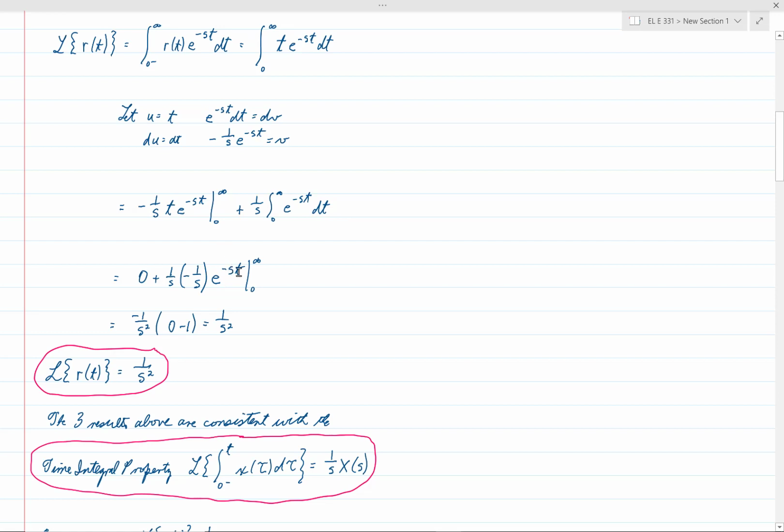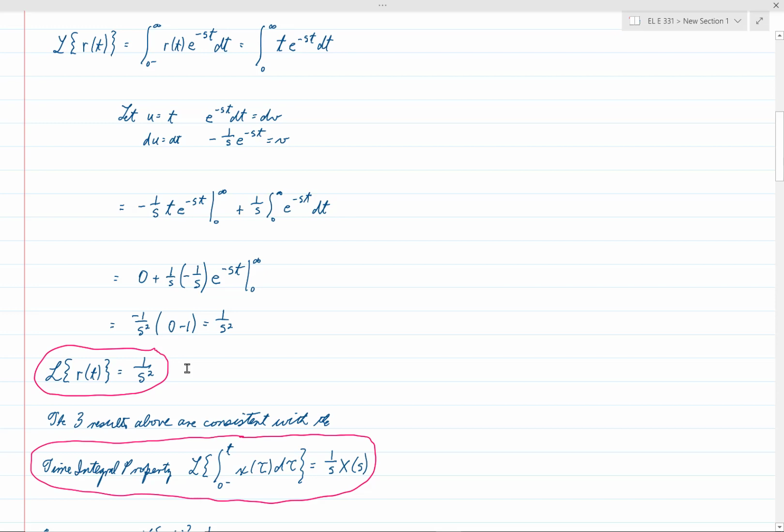And here's e to the minus st from 0 to infinity. And so we get this 0, of course, can be ignored. 1 over s times minus 1 over s is minus 1 over s squared. At the upper limit, this is e to the negative infinity, which is 0, minus the value at the lower limit, which is e to the 0, which is 1. So we have negative 1 over s squared times 0 minus 1, or 1 over s squared. So the Laplace transform of r of t is 1 over s squared.